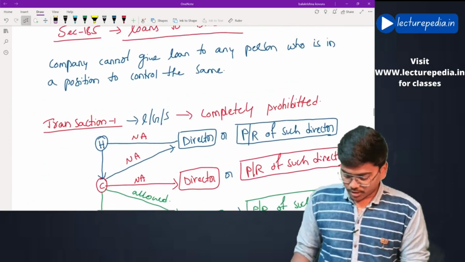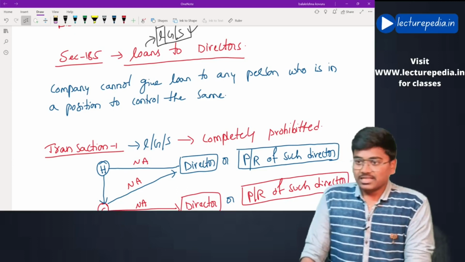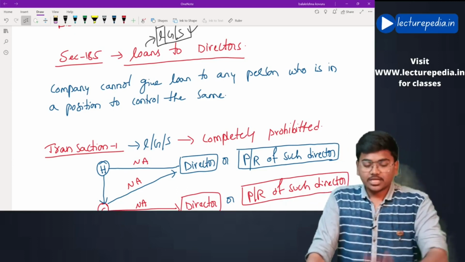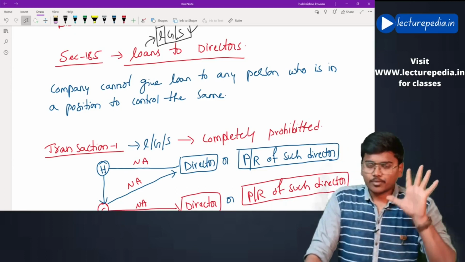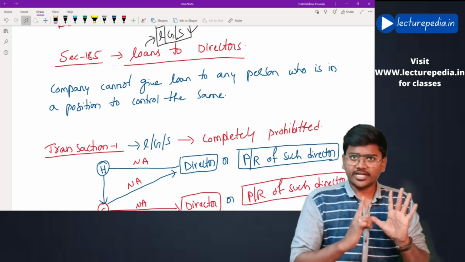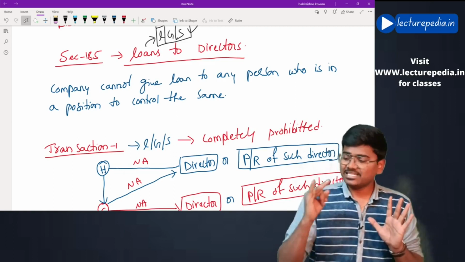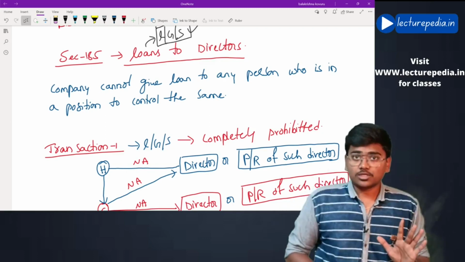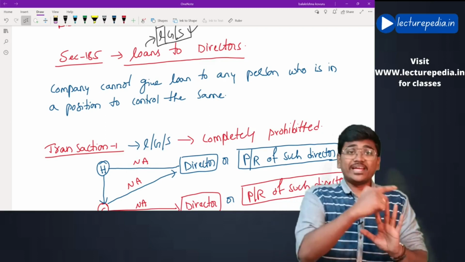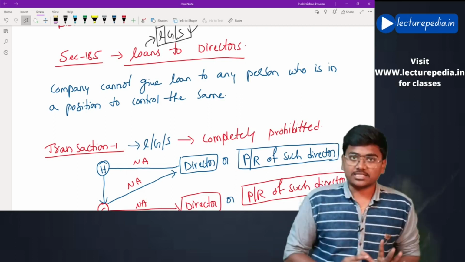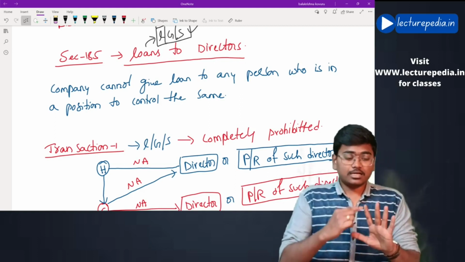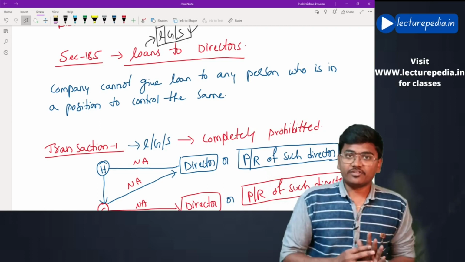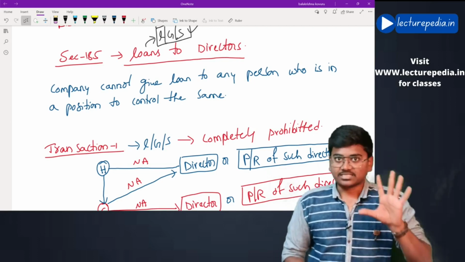Now, first of all, in this section number 185, there are basically 5 transactions. All these 5 transactions are relating to loan, guarantee, security, but to various parties. To 5 different types of parties. That is the structure of section 185. We will be discussing 5 transactions.